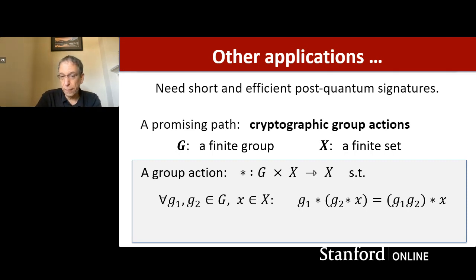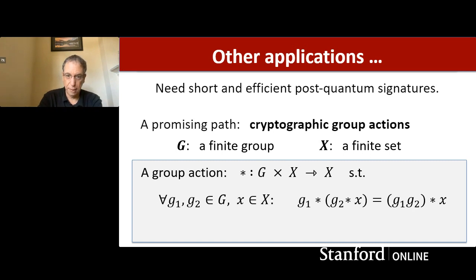That means that if I take a set element X and I act on it with a group element G2, and then I act on that with the group element G1, that's the same thing as acting on the set element X using the product of G1 and G2. So in some sense, this is the compatibility property: the group action is compatible with the actual group operation on the group itself.